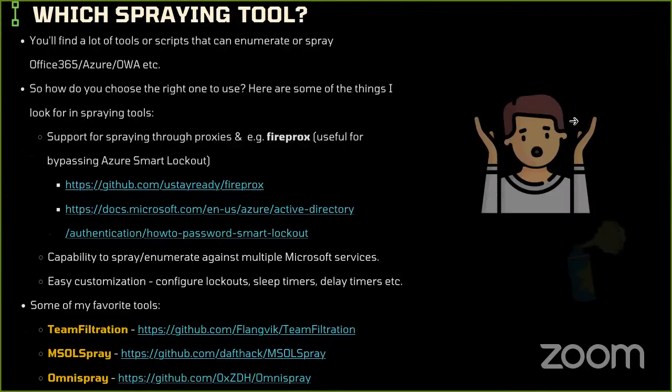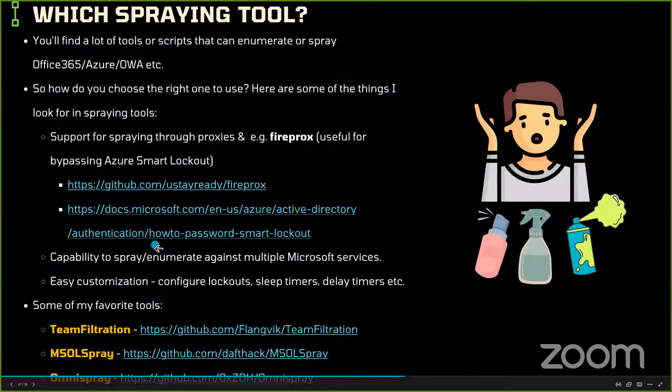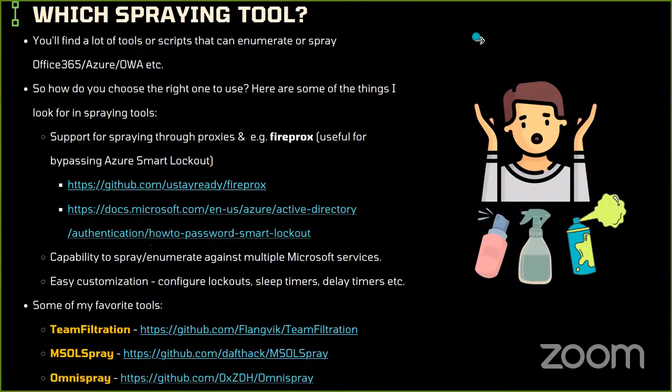So Alim has just mentioned something important in the chat. He's mentioned a tool called MSOL Spray, which supports Fireprox for proxying. What is Fireprox? Fireprox is a tool that allows you to password spray from multiple IPs across the globe. It uses Amazon's proxy service, or one of those proxy endpoint services. I've forgotten what it's called, AWS's proxy services.